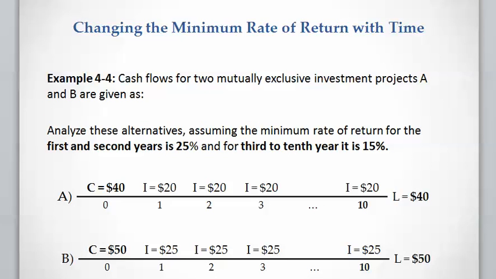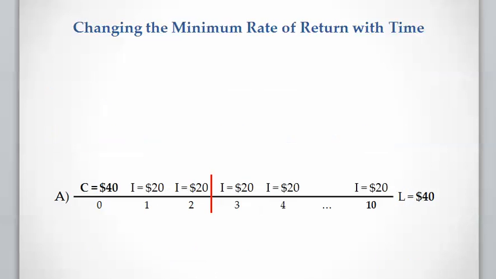Let's work on this example. We have the cash flow for project A and project B that are mutually exclusive, and we assume the minimum rate of return for the first and second year is 25%, and the minimum rate of return changes to 15% from year 3 to year 10. So the first thing that we have to do is to separate the payments before the change and after the change. Here, the minimum rate of return changes after year 2.